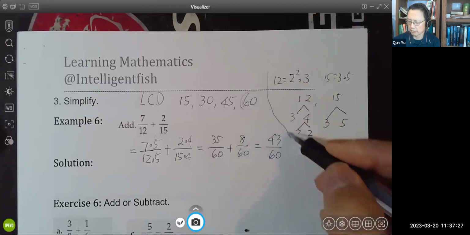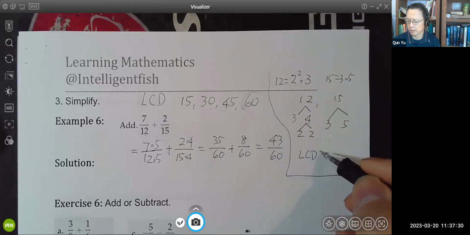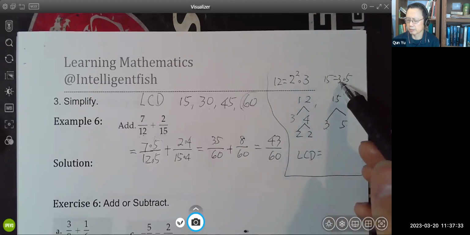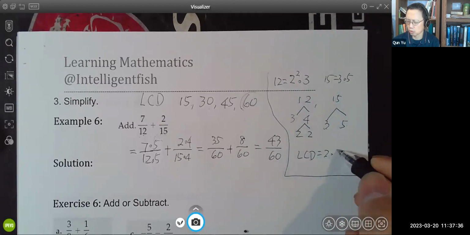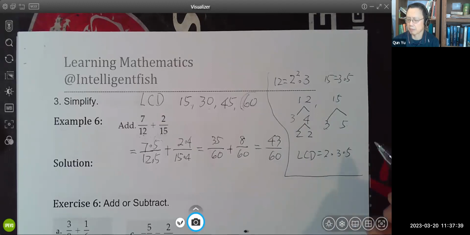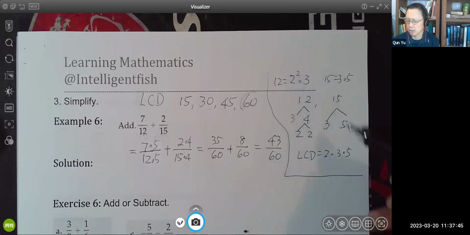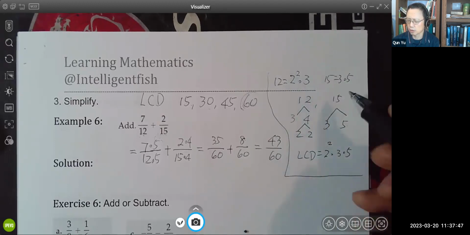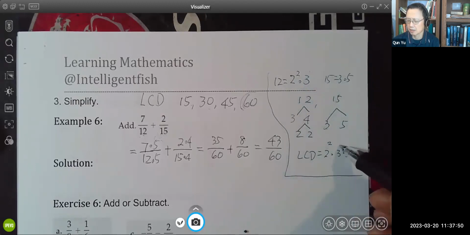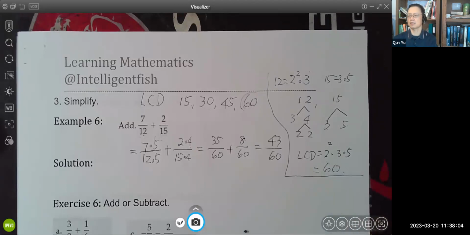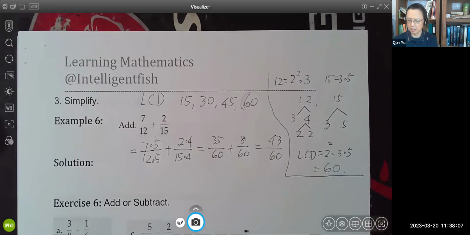Now, what is our LCD here? This is how you get the LCD. It's very easy. You copy all of these different prime numbers. I have 2, 3, and 5. And then after that, you pick the highest exponent for each one. For 2, the highest is 2. For 3, the highest is 1. This is 1, this is 1. And 5 certainly is 1. So this is your smallest common denominator. 2 squared is 4. 4 times 5 is 20. 20 times 3 is 60. So that's another way to find the smallest common multiple, which is called the LCD.